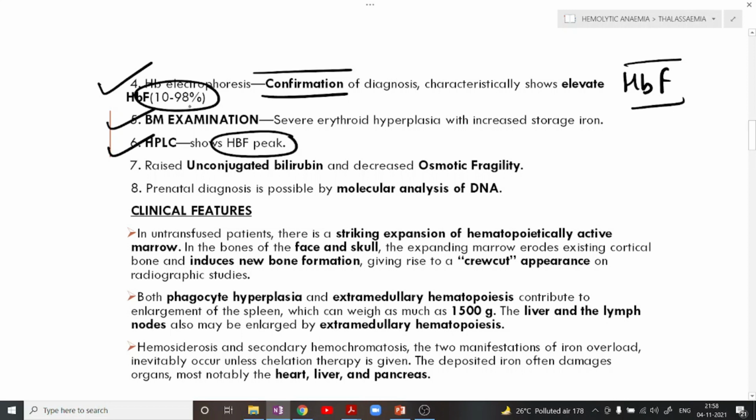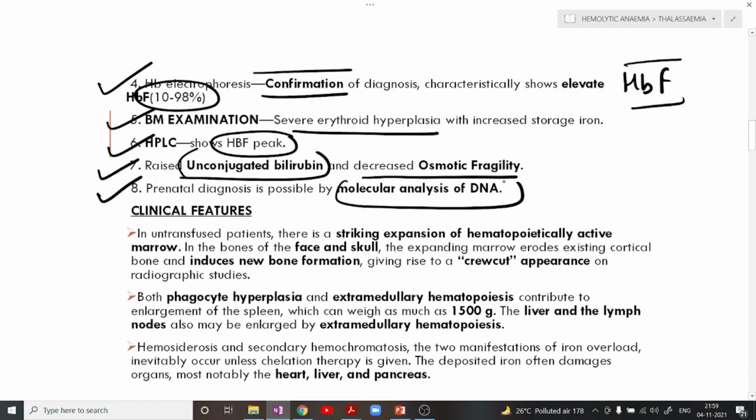Now, if you carry out a bone marrow examination, there is a severe erythroid hyperplasia that we see. Now, some biochemistry parameters: because RBC hemolysis is there, so much hemoglobin is released that is broken down to form bilirubin, and so there is an increased unconjugated hyperbilirubinemia. And because these cells are osmotically resistant, there's a decreased osmotic fragility. Now prenatal diagnosis can be made by molecular analysis of the DNA.